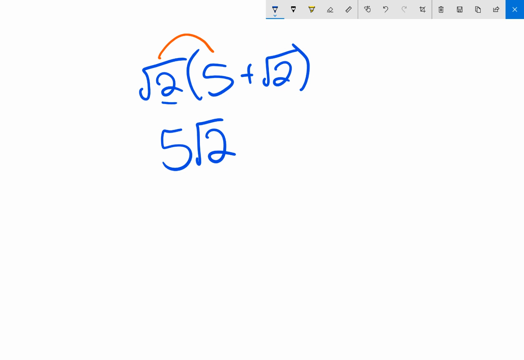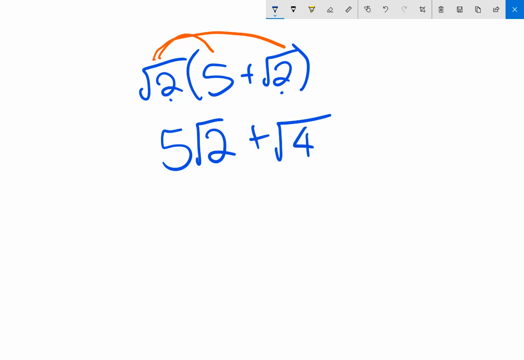So I can't multiply the 5 with the 2. I simply kind of write it out. 5 times the square root of 2. Now, when I distribute the square root of 2 times the square root of 2, bring that plus sign along, I can multiply the 2 with the 2 because they're both inside the radical. So 2 and 2 make the square root of 4.